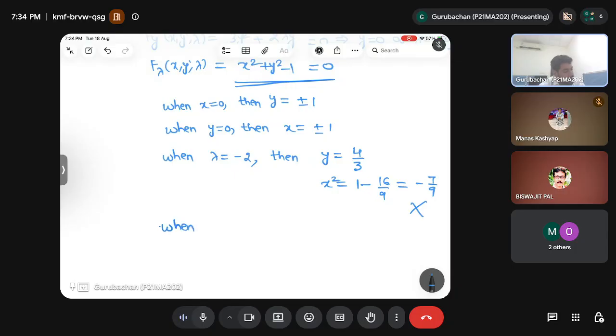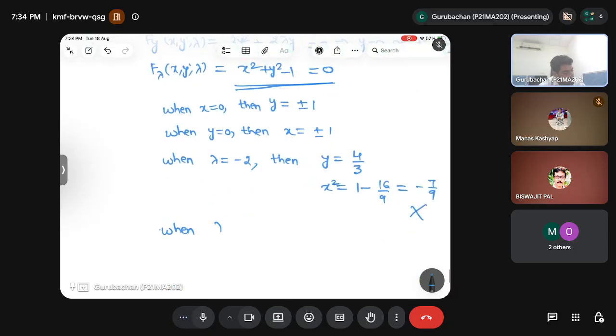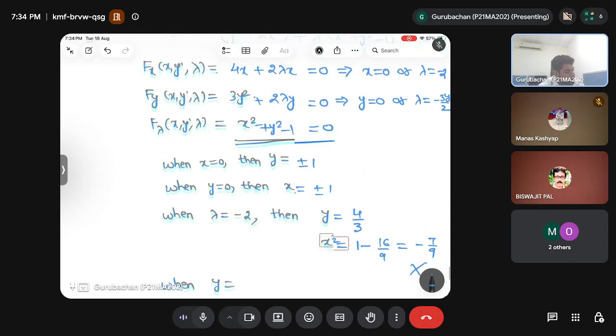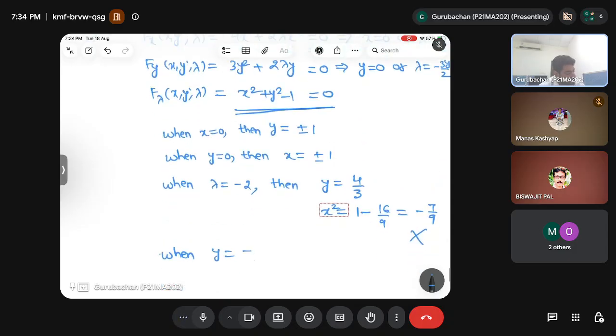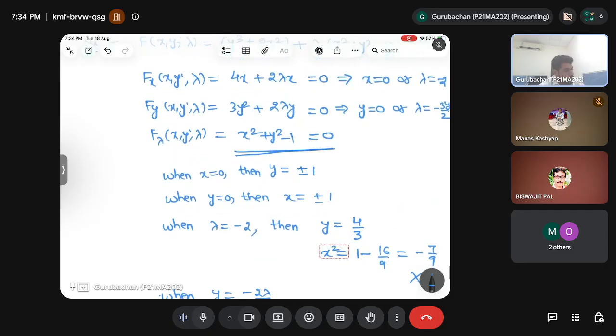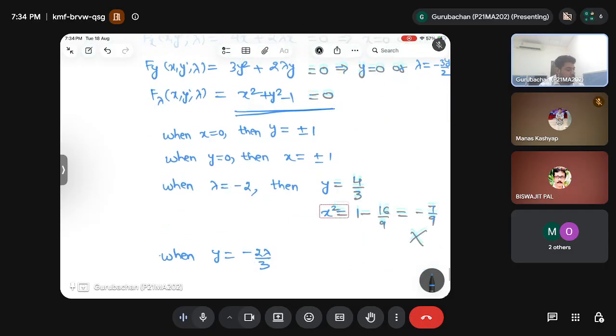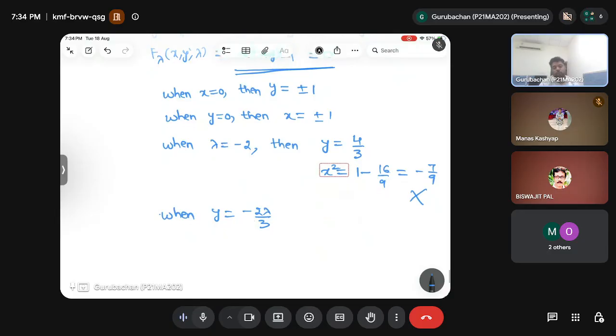Now the left case will be lambda equal to minus 3y by 2, or I can say y in terms of lambda. So y will be minus 2 lambda by 3. If you know y in terms of this lambda, can you conclude anything?